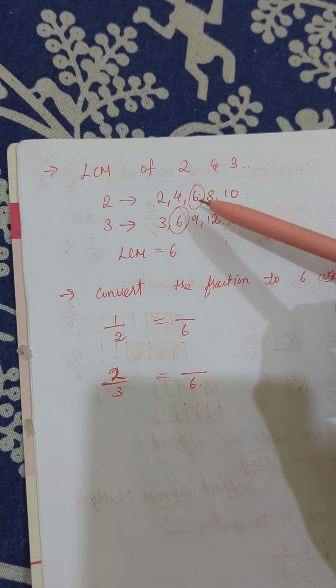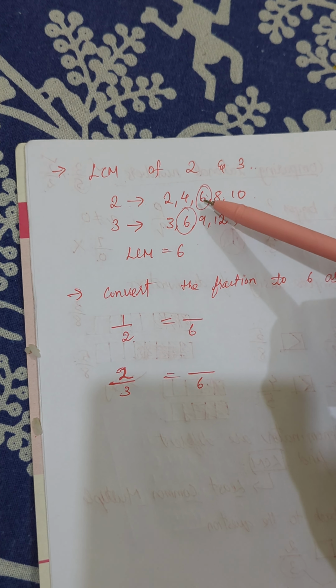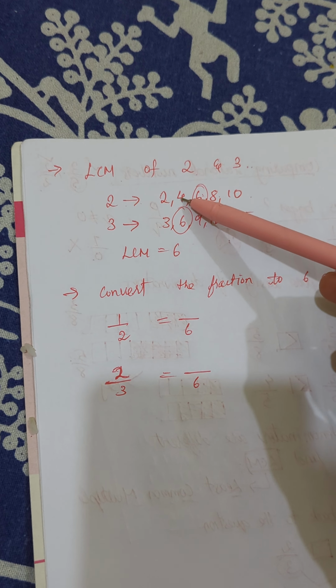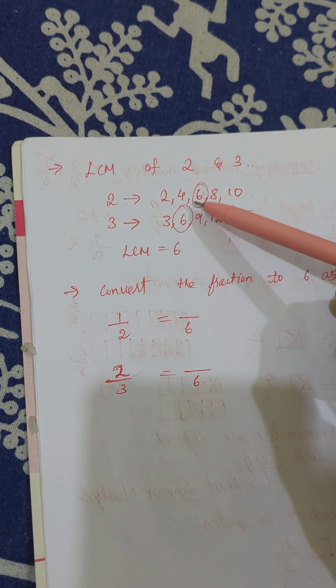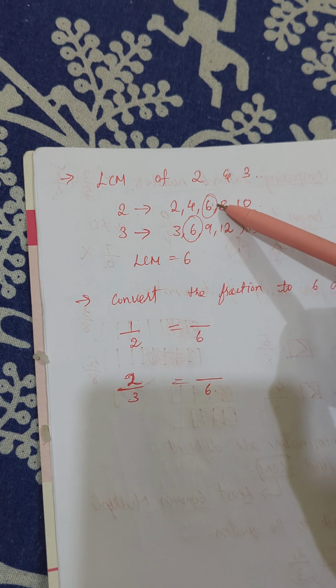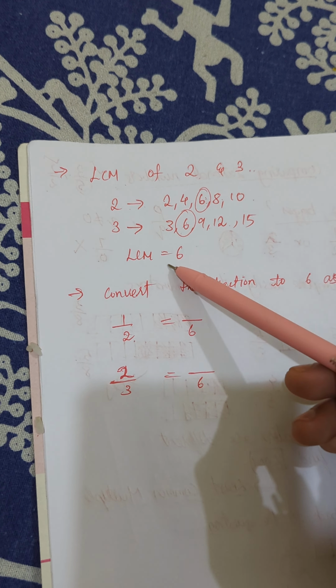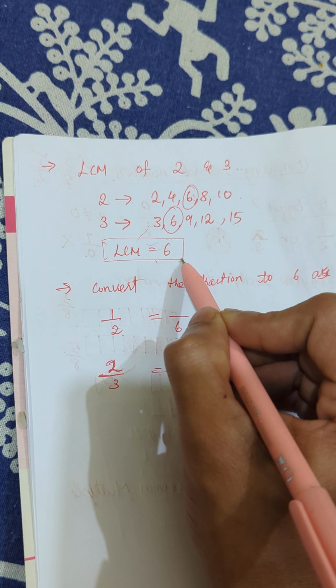Which number comes first that is the same, which should be in both? Is 4 in the table of 3? No. But here 6 is in the table of 2 and also in 3, and it's coming first, so 6 will be the LCM here. So you got LCM equal to 6.